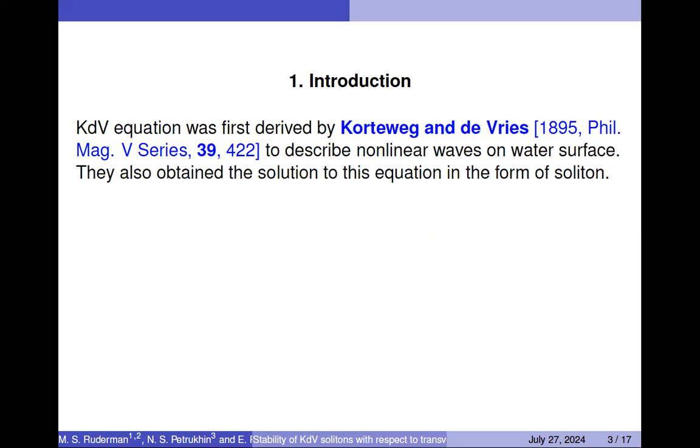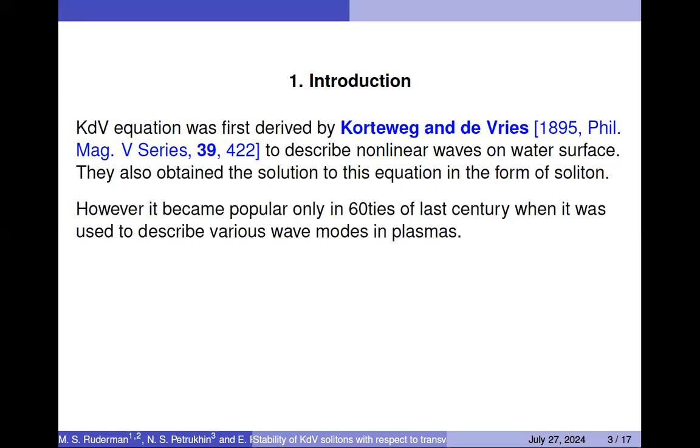As you probably know, the KdV equation was derived very long ago to describe nonlinear waves on water surface. These authors also obtained the solution in the form of a solitary wave, or soliton. However, this result was practically forgotten for many years until in the 60s of the last century, it turned out that the KdV equation describes many wave modes in plasma physics.